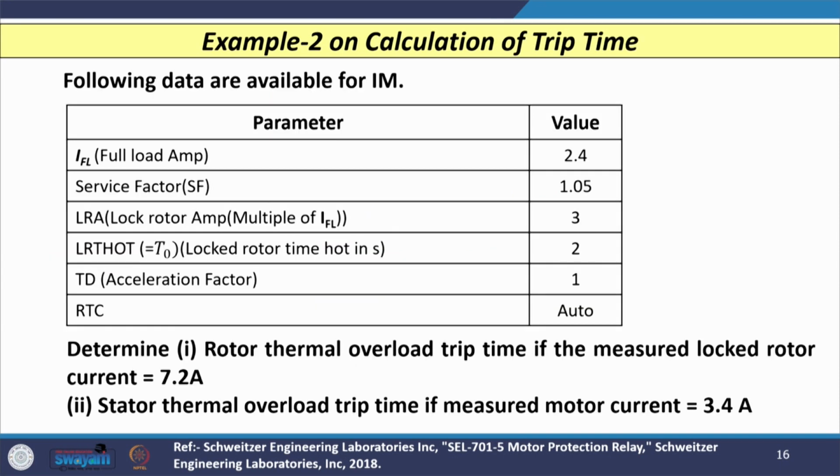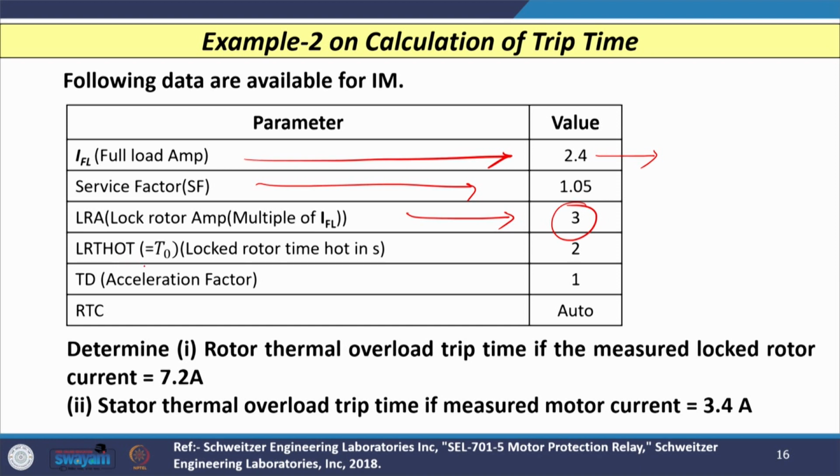To understand this, let us consider one example for the calculation of trip time. Let us assume that the following data are given for the induction motor. Its full load current is given as 2.4 ampere, the service factor is given as 1.05, and the locked rotor ampere, which is a multiple of full load current, is given as 3. So, directly this factor is given, it is 3 times the full load current. Our full load current is 2.4 ampere, so 3 times 2.4 is 7.2.